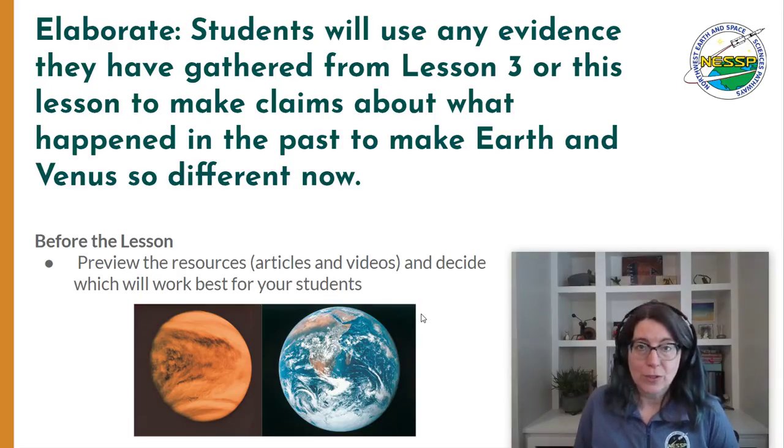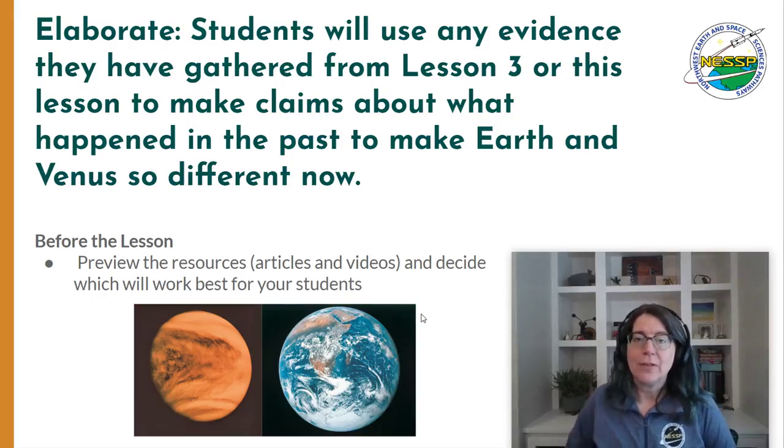You can Google this question about why Earth and Venus are so different, or you can get AI to write you a great claim. But what the computer doesn't know is what you've done in class. What are you using as evidence that you did in lesson 3 and lesson 4? That is something that the AI cannot know. And so it's really about how students use what you've done in class to back up their claim. And again, you'll see more information on this in the lesson.